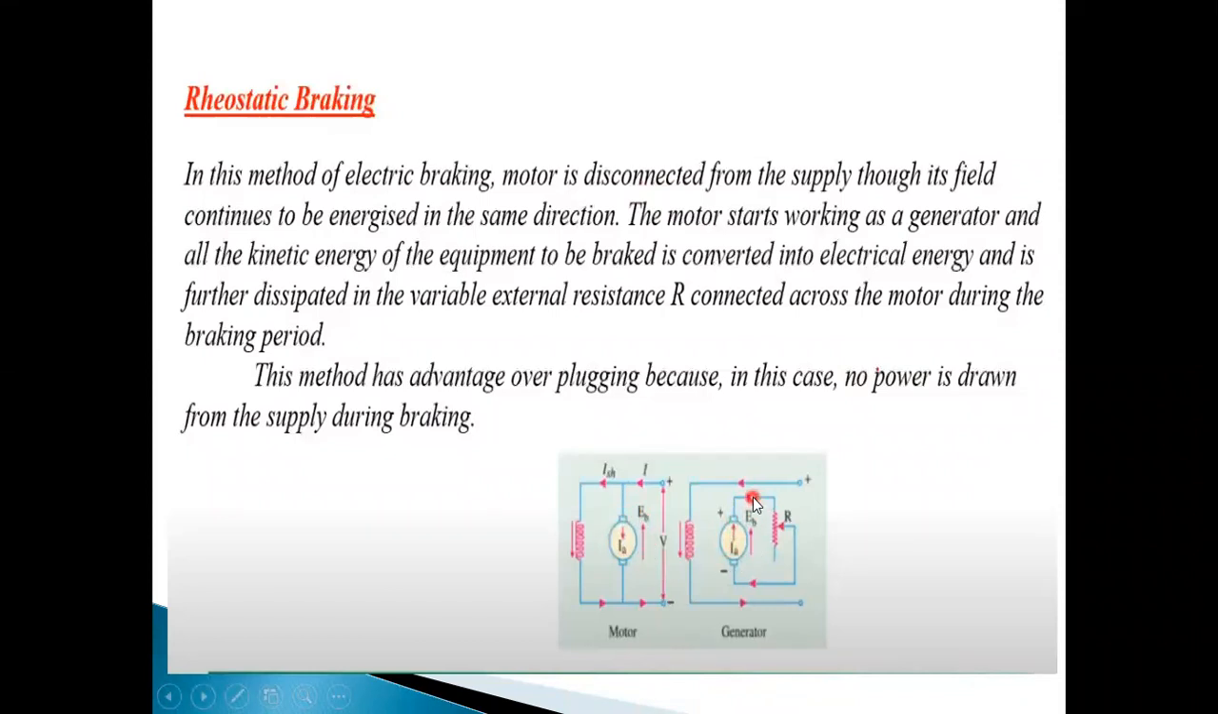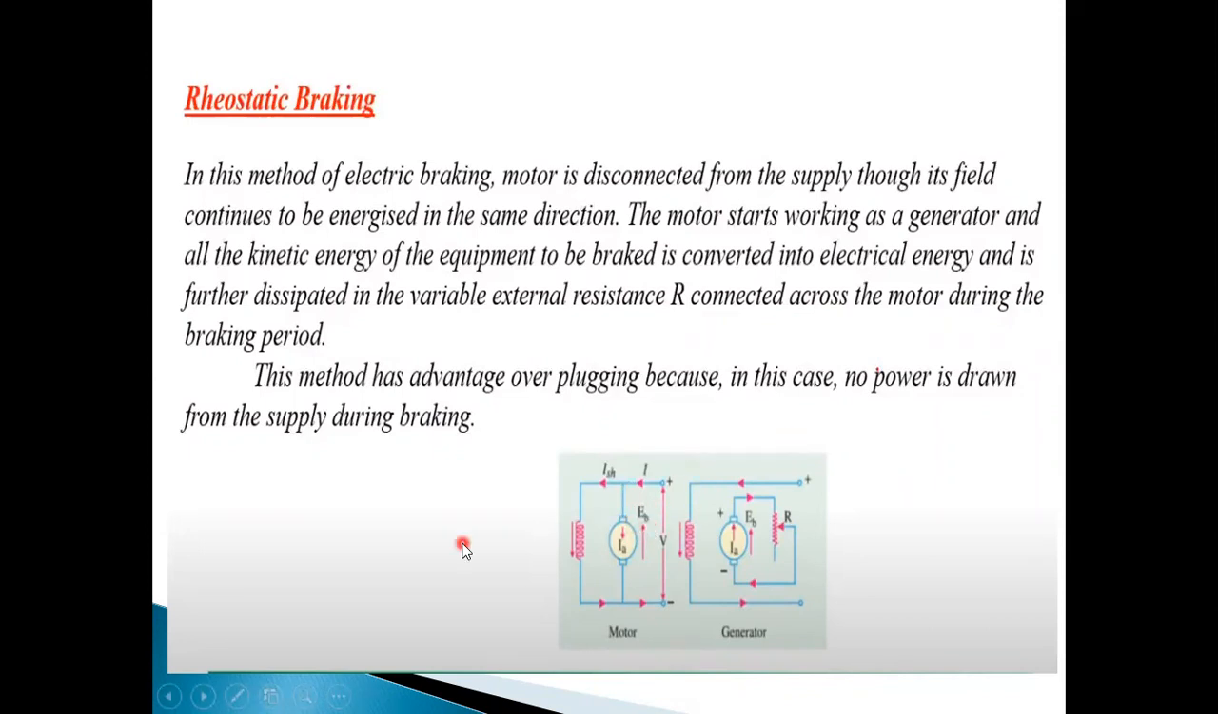These two terminals of the motor are disconnected. Only the armature winding is disconnected from the supply. The motor starts working as a generator, and all the kinetic energy of the equipment to be braked is converted into electrical energy, and is further dissipated in a variable external resistance connected across the motor during the braking period.